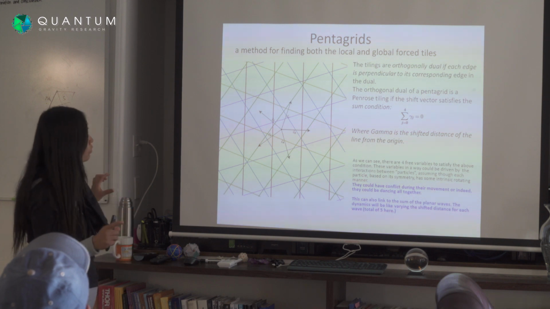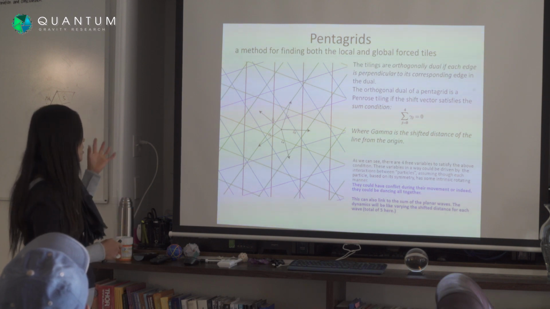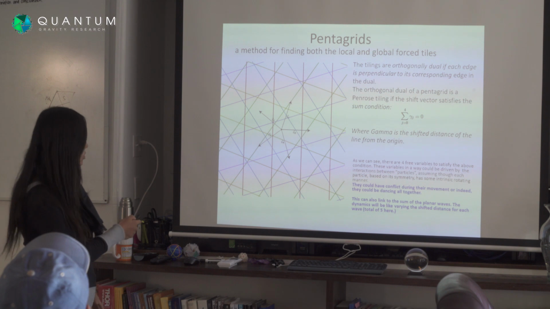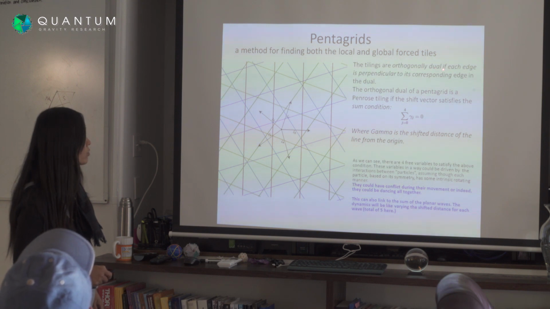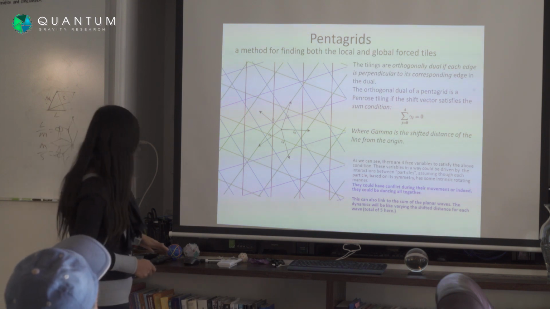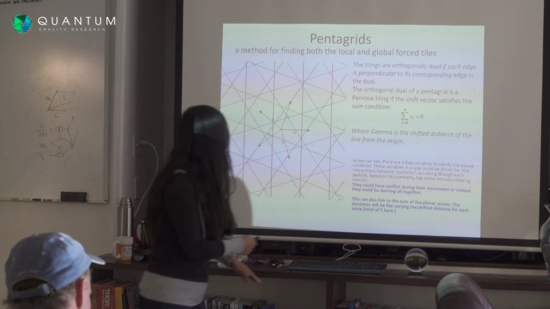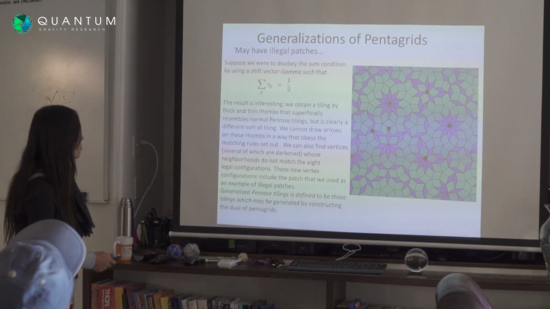So to build the global empire, we use the pentagrid for the Penrose tiling, okay? So it can actually find both the local and global forced tiles. So the tilings are orthogonally dual. Well, we have talked about this before. So let's skip this pentagrid method.